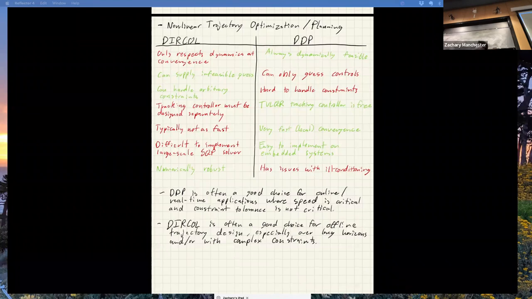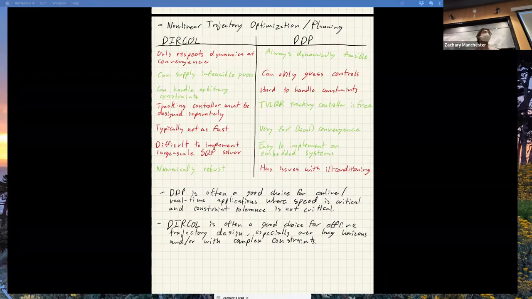The other reason you might do this instead of just going to direct collocation is that your problem size can be smaller. Because in direct collocation, all the states and all the controls are decision variables, whereas in DDP, you're only optimizing over the controls, right? So it lets you basically tune, there's a knob in between direct collocation and DDP. That's what multiple shooting is. But generally speaking, people don't do this so much anymore.